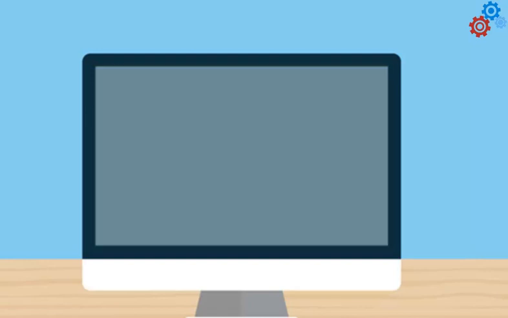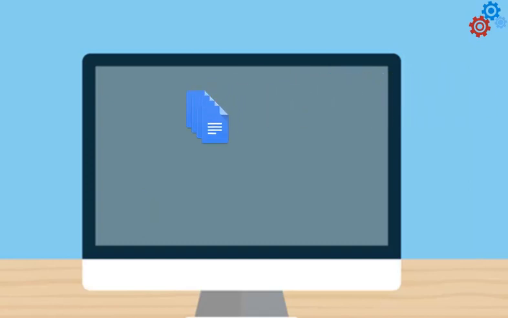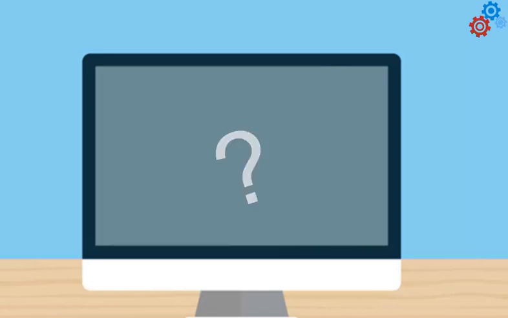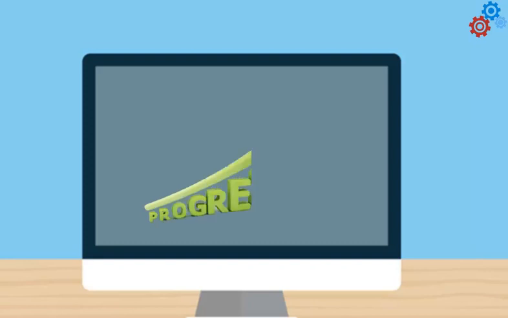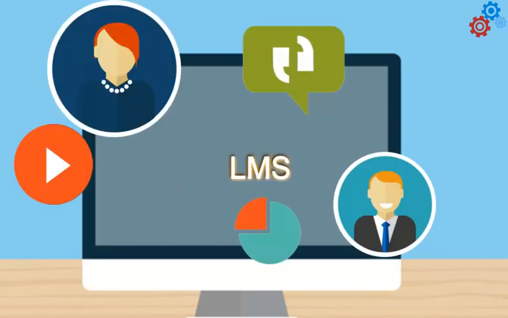Initially, the materials were simply uploaded on a software for the learners to access. It only helped in giving the content, but who would decide if learning has actually taken place? Who would assess the progress of the learner? To answer this problem, the Learning Management System was introduced.